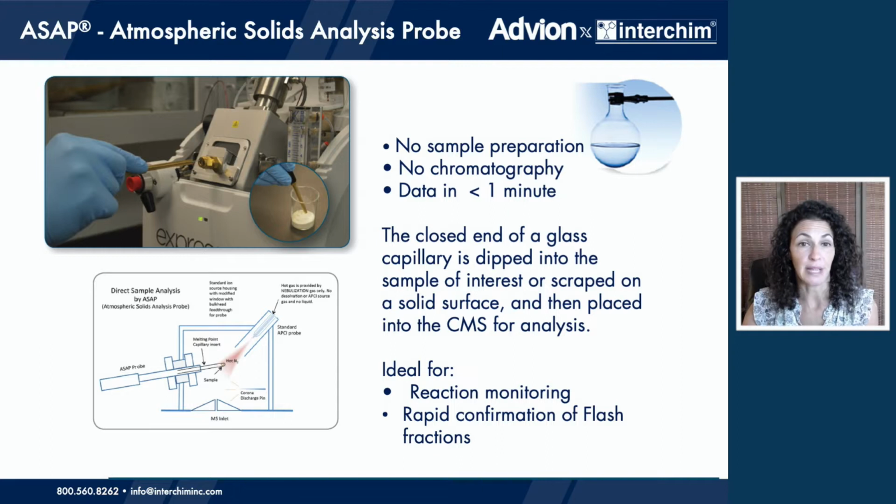The ASAP probe allows you to have the direct analysis of a sample in less than 15 seconds without any sample prep. The closed end of a glass capillary is dipped into the sample of interest, or scraped on a solid surface, and then placed directly into the CMS for analysis. This is ideal for reaction monitoring and also for rapid confirmation of flash fractions. This brief video gives you an idea of how this works.